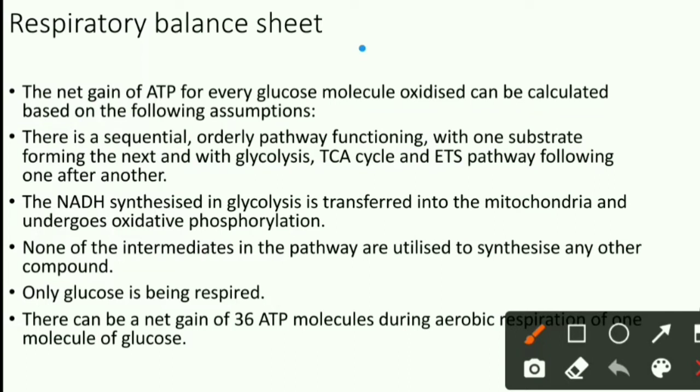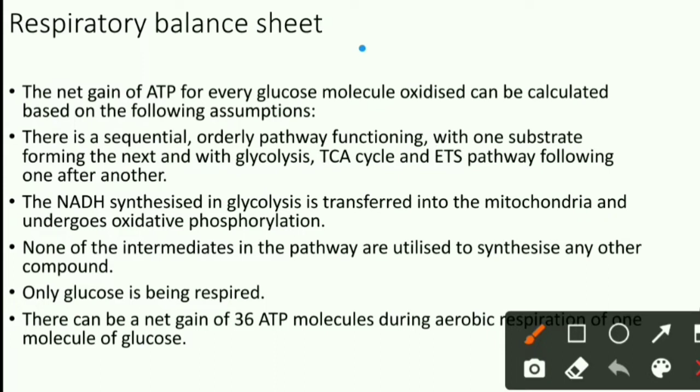In this video we are going to discuss the respiratory balance sheet. We know that the net gain of ATP for every glucose molecule oxidized can be calculated based on the following assumption. The very first thing is that there is a sequential, orderly pathway functioning with one substrate forming the next, with glycolysis, the TCA cycle and then the ETS pathway following one after another.